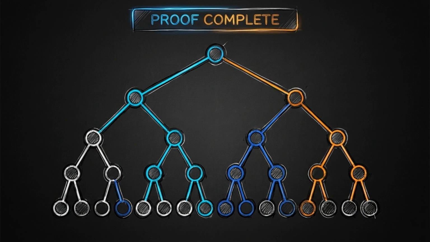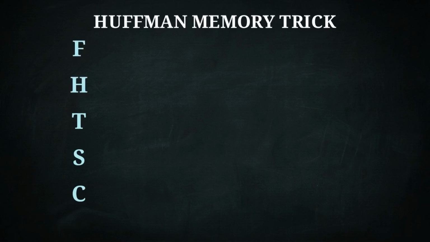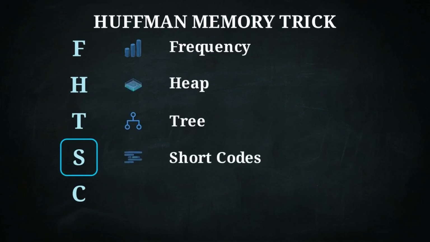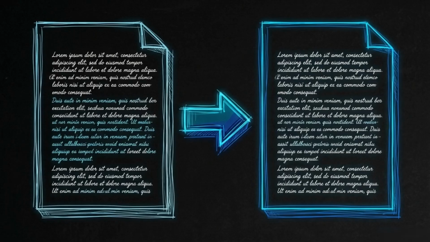optimal prefix tree possible. To recall these core metrics on an exam, use the FHTSC framework: frequency, heap, tree, shortcodes, compression. Keep two common misconceptions in mind. First, Huffman uses a min heap, not a max heap. Second, it is strictly lossless, meaning zero original data is destroyed during compression.